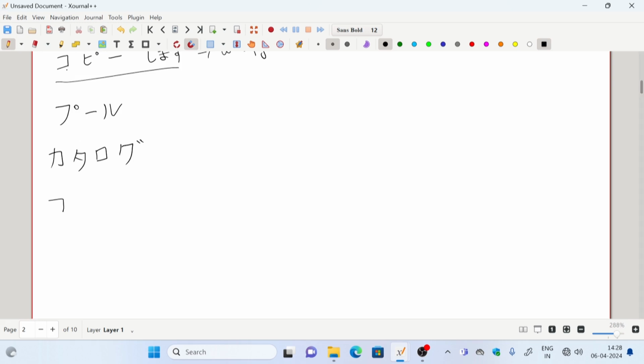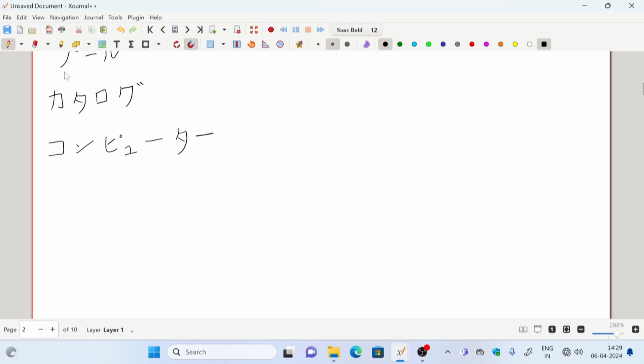Computer. Ko, pu, ta. So computer is elongation after pu and then elongation after ta. Computer, that is computer. Next word is escalator.